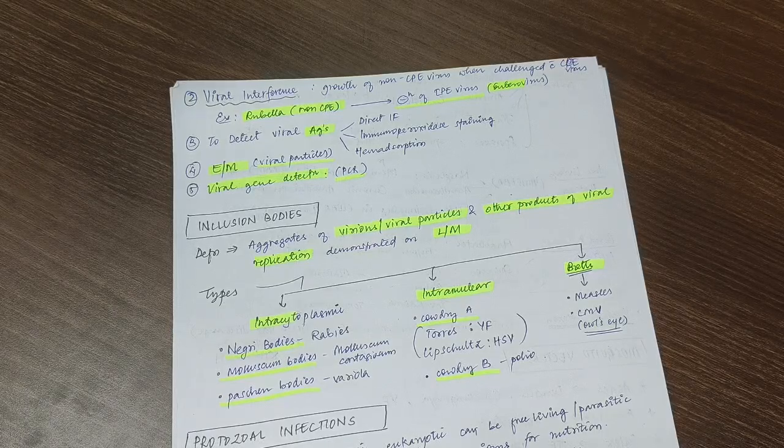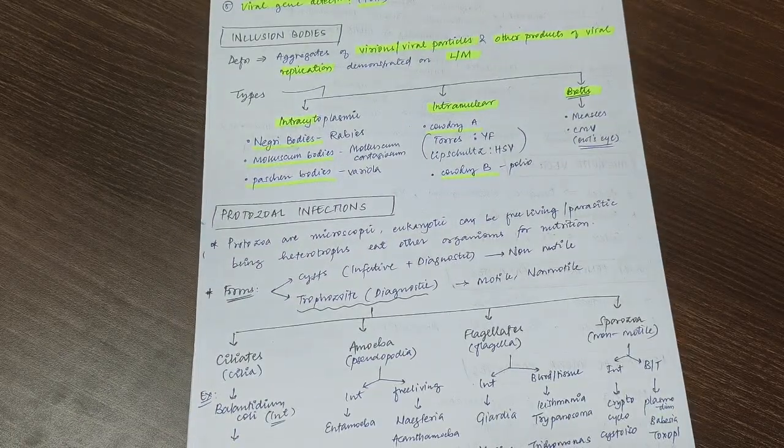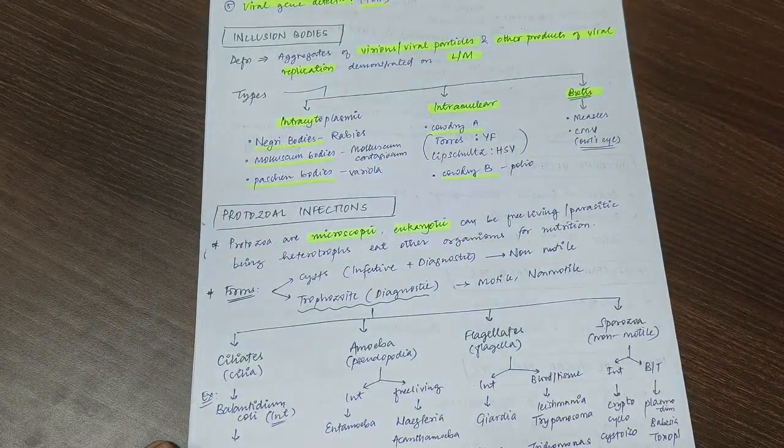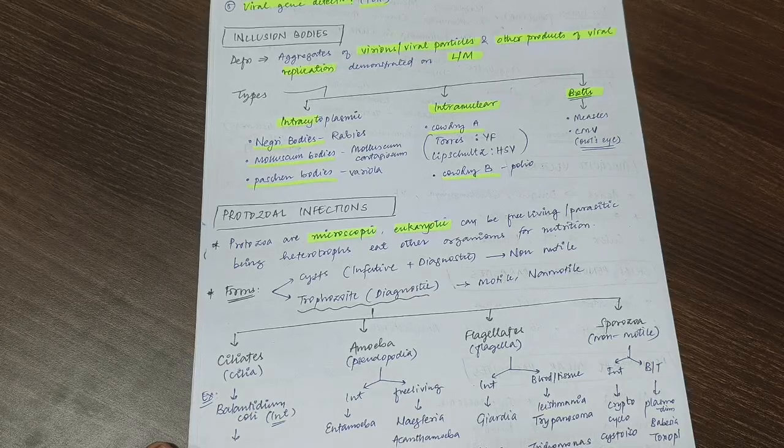Coming to the general parasitology. In the general parasitology, they are going to ask you about the protozoal infections and their classification. So I simplified it like this. What are protozoa? Protozoa are microscopic eukaryotes, they can be free living.